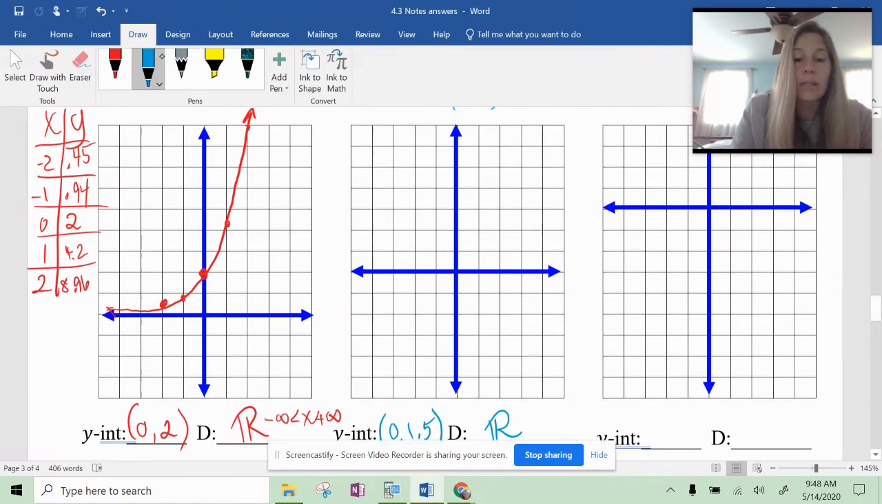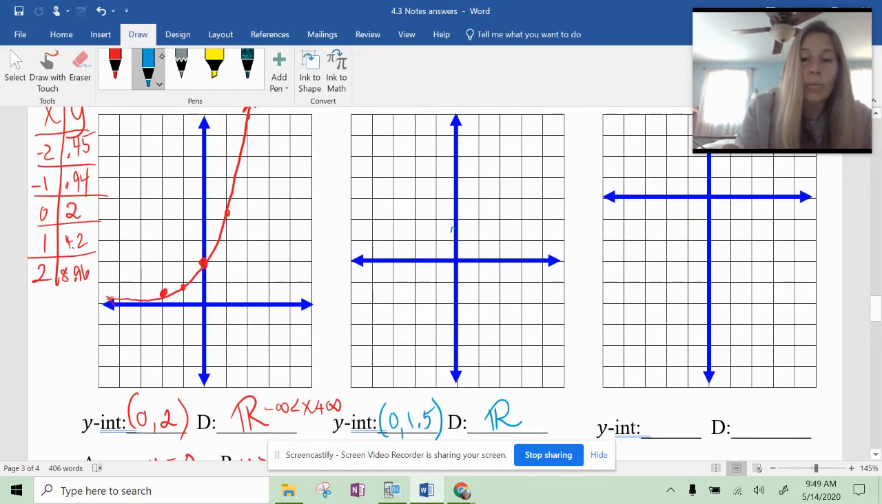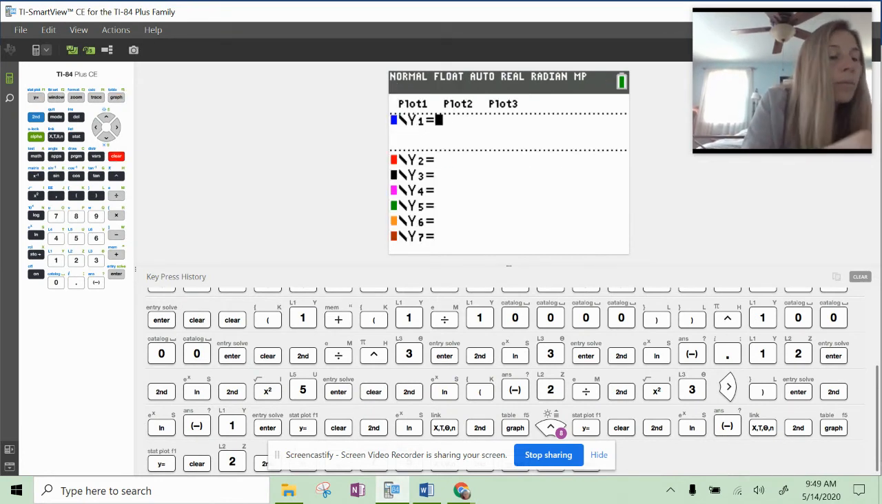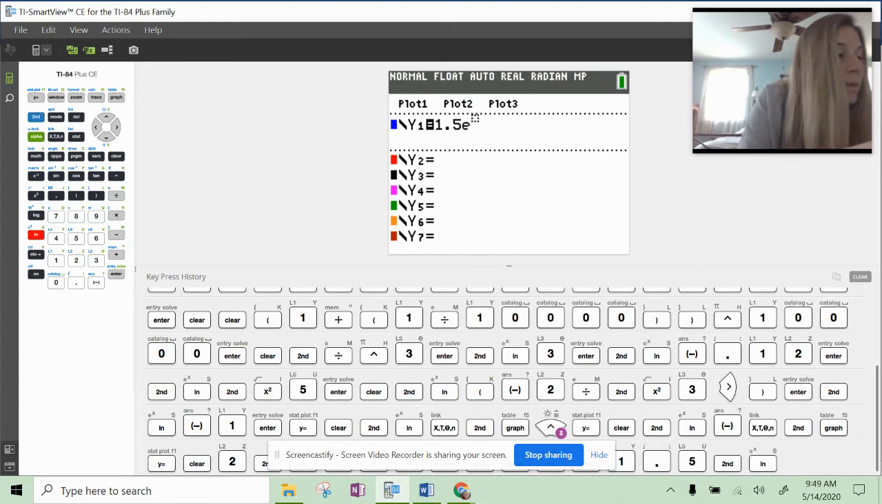So now I just need to get some more points. So I have 0 and 1.5, but I might want a couple more to graph on there to get my graph. Okay, so when I type this one into my calculator, go to my y equals, I'm going to do 1.5 times e raised to -0.5x.